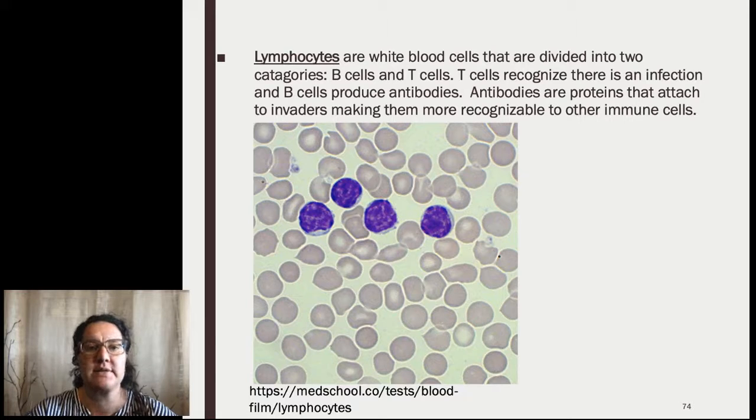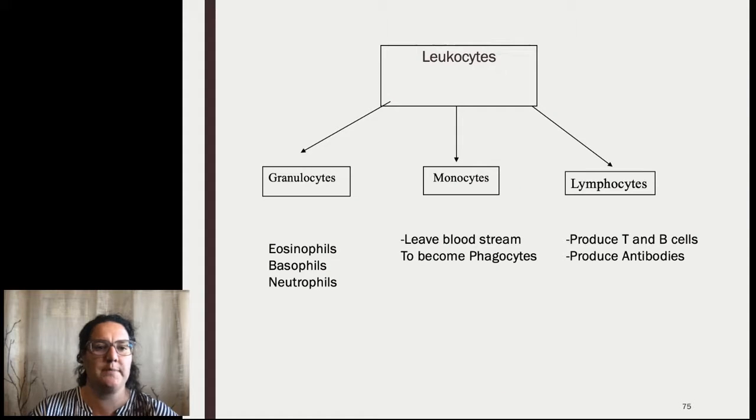Lymphocytes are white blood cells that are divided into two categories, B cells and T cells. This is part of our immune response. T cells recognize that there is an infection, and B cells produce antibodies. Antibodies are proteins that attach themselves to invaders to make them more recognizable to other immune cells, which can then phagocytize and destroy them.